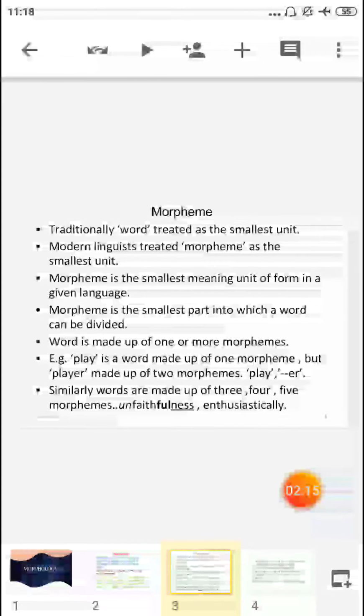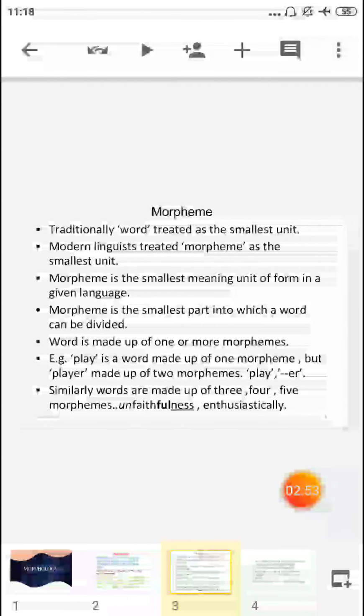Morpheme is the smallest meaningful unit form in a given language. Morpheme is the smallest part into which the words can be divided. A word is made up of one or more morphemes. Let us see a very simple example. Play is a word made up of one morpheme, but player is made up of two morphemes, that is play and er. Similarly, words are made up of 3, 4, 5 morphemes also.